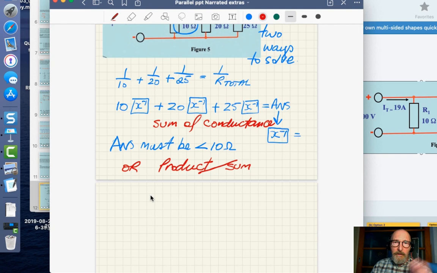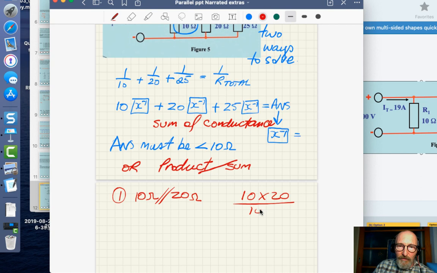So using product over sum, it would be a case of case one, it would be 10 ohms in parallel with 20 ohms, and product means that we multiply them, and sum means that we add them. So for case one, it would be 10 times 20 divided by 10 add 20, so that's going to be equal to 200 divided by 30. And 200 divided by 30 is about, 7 times 30 would be 210. So at a guess, I'm just going to guesstimate that, and that's going to be about 6.5. Okay, that's just for two resistors though, only two.